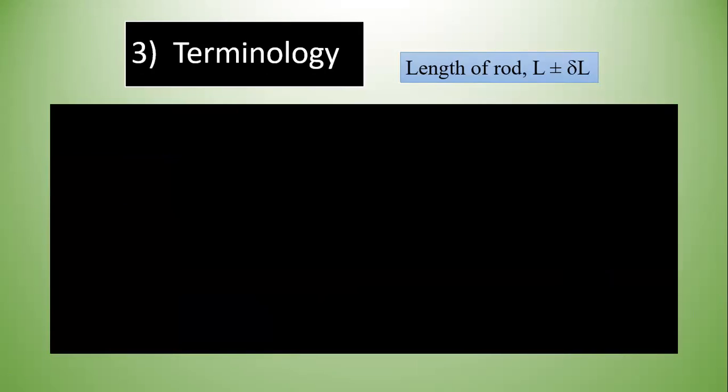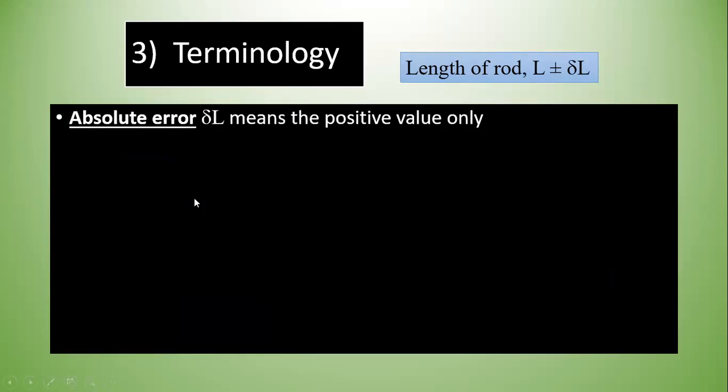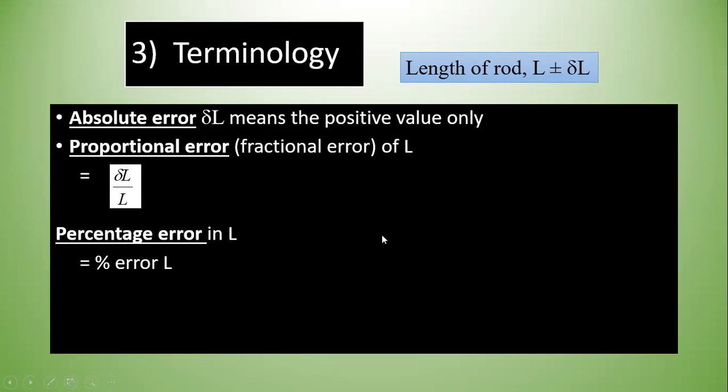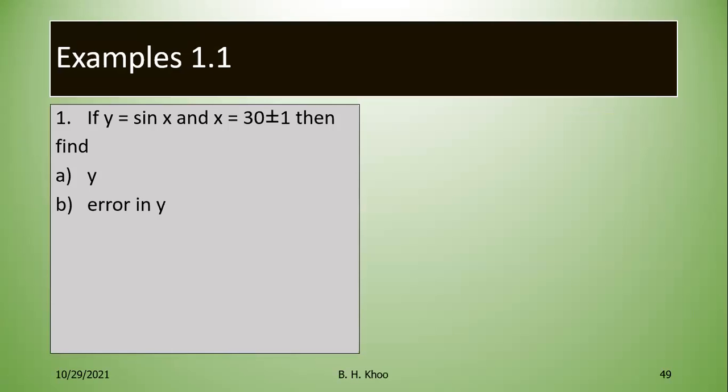Right? Let's look at some terminology we'll be using. The length with its uncertainty, delta L. Absolute error, delta L, or uncertainty. And we just want the positive value. Proportional error, or sometimes we call it fractional error, is delta L over L. Percentage error, we just multiply by 100, so delta L over L times 100. That's the percentage error.